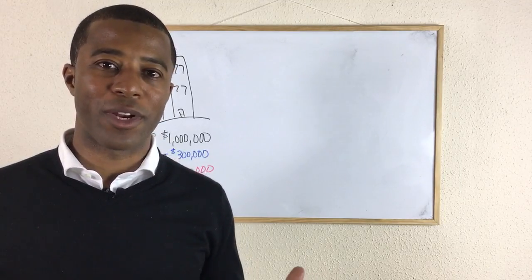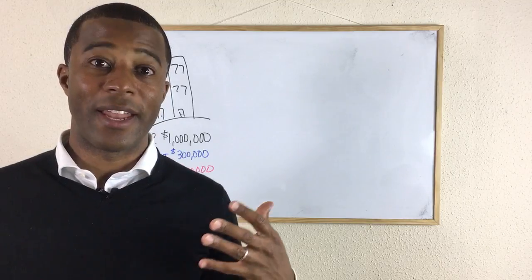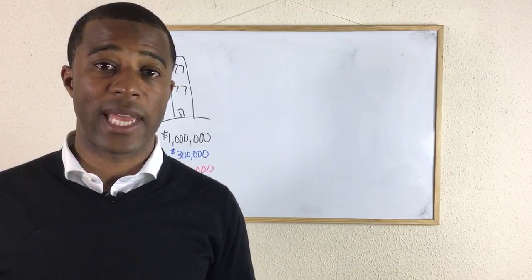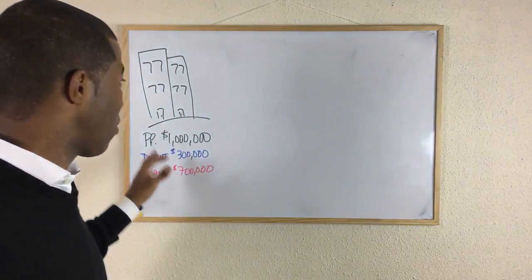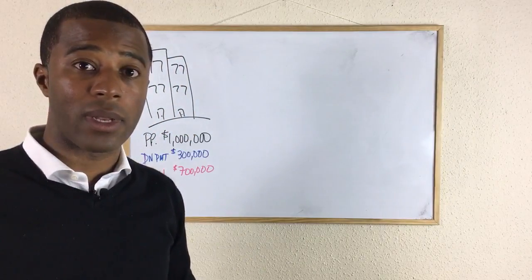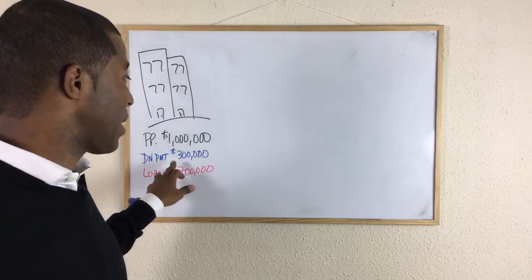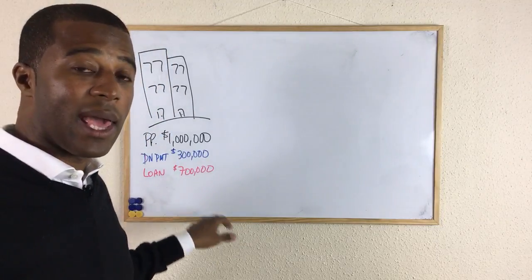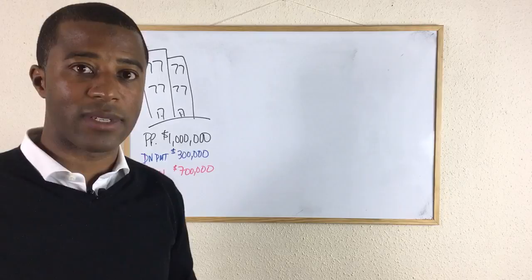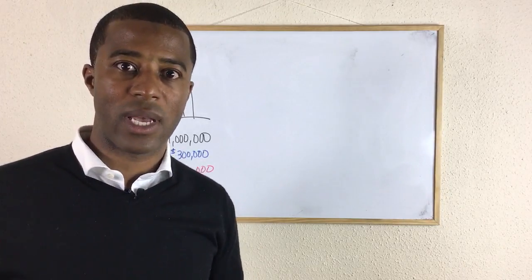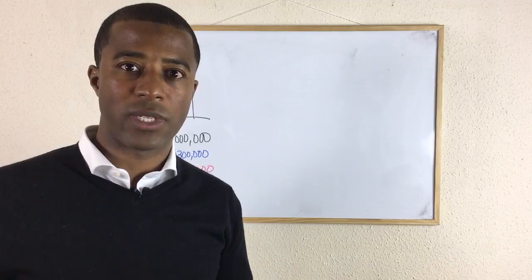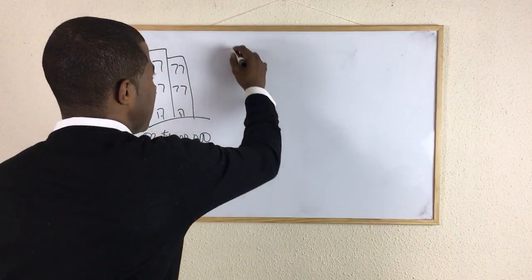And in this video, what we're going to do is talk about another one of the areas where you can make returns in real estate. And we're going to go back to the same example that we were using previously, which was the $1 million multifamily building, where we had a down payment of $300,000 and a loan of $700,000. Now, the second area that I talked about that you can make returns in real estate was depreciation.